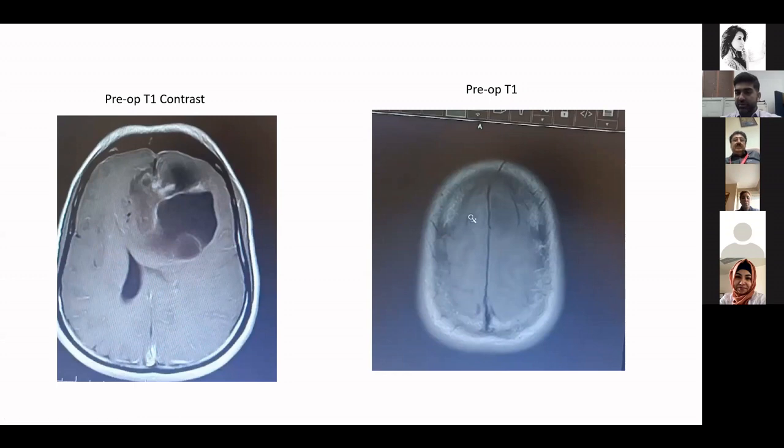Dr. Shumaila, do you want to add something? No, I don't think so. I don't want to add anything. I agree with both of the opinions. Yes, T2 and FLAIR would have added more information and diffusion as well, but on the basis of plain and post contrast, even it goes in favor of low to intermediate grade glioma.